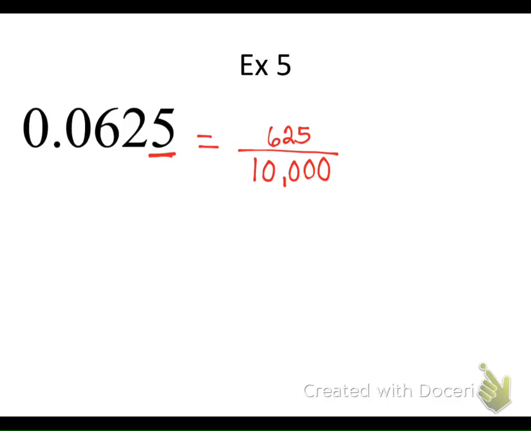Okay. Last step, step 3, reduce. 625 over 10 thousandths can be reduced down to, you guys speak up, 1 over 16. 1 over 16? Y'all agree? Yeah. So box it.